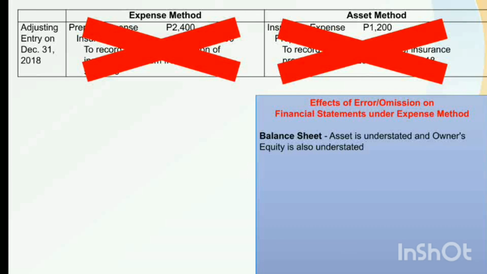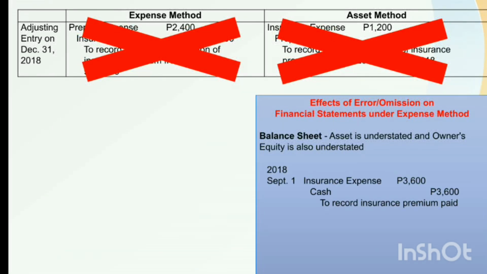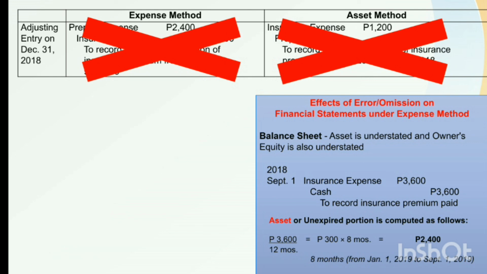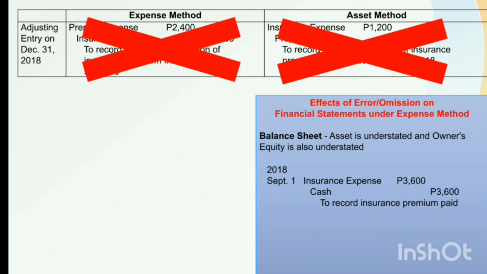And here's the reason why. So this was our entry on September 1, 2018. We have insurance expense debit 3,600 pesos. So if there is no adjusting entry, the whole amount of 3,600 will be charged to expense. So walang napupunta sa asset. Dapat sana meron, 'di ba? The 2,400. Pero kasi walang adjusting entry, so walang napupunta ngayon sa asset. The whole amount goes to the expense.